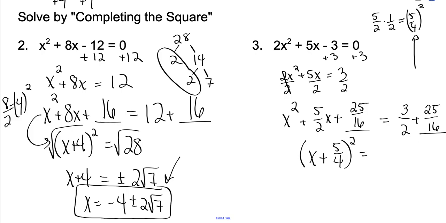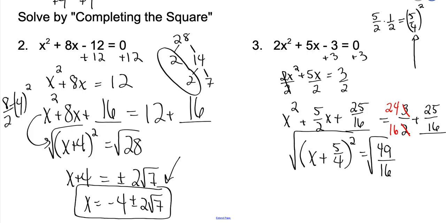Okay? And then we got to add this stuff over here. So you're going to want to get common denominators. So we need a 16. So we'll have to times by 8, times by 8. And we get something like that. So 24/16 plus 25/16, that is 49/16. And you should be realizing something coming together here, because 49 and 16 are both perfect squares.